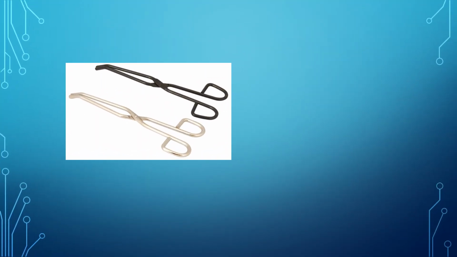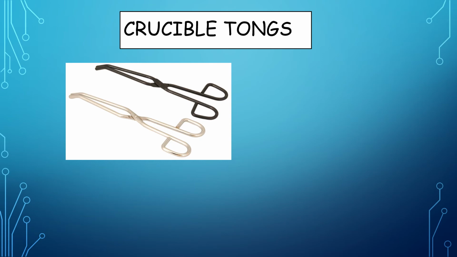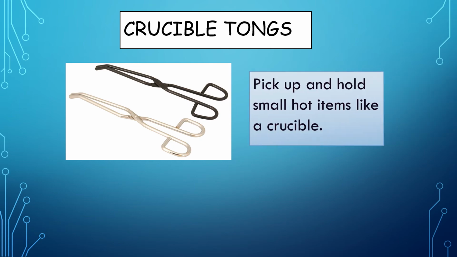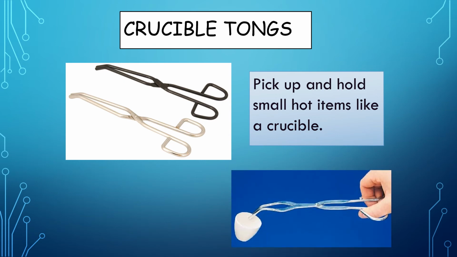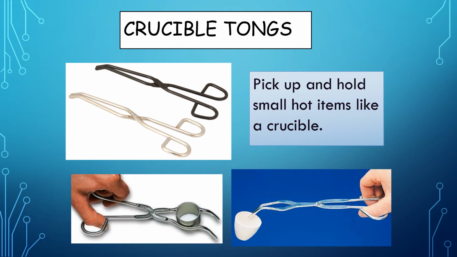So next, what is this? It is crucible tongs. It is used to pick up and hold small hot items like a crucible. So let us see. Okay, this one. So it is used to pick up, and it is also used to hold hot items.